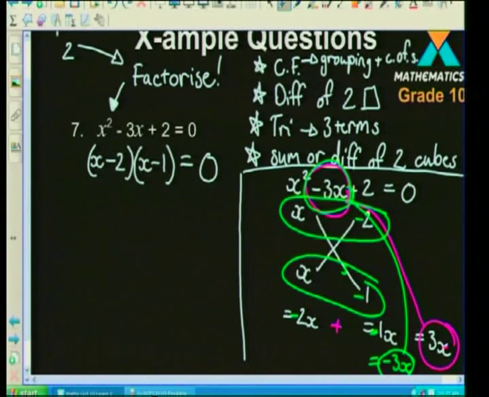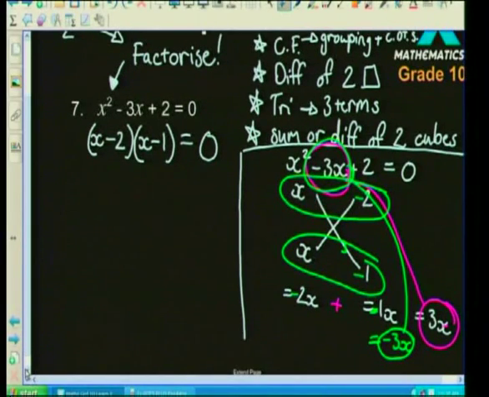Okay, can we factorize it any more? There are no more common factors, there isn't a difference of two squares, there's no more trinomial, and there's definitely no sum or difference of two cubes. Remember, you would have a cubed variable if there was a sum or difference of two cubes. So we have finished step 2.